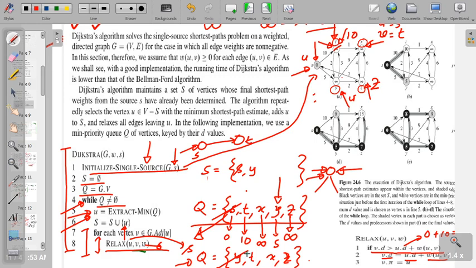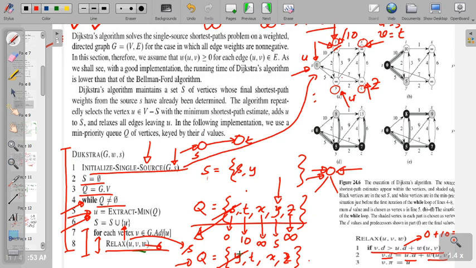Okay, what is your roll number? 159. Your roll number? 180. 130.